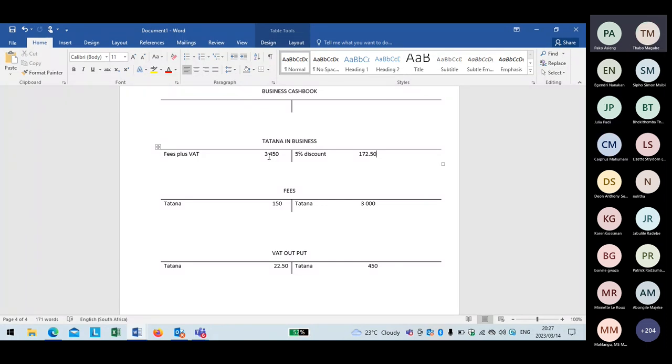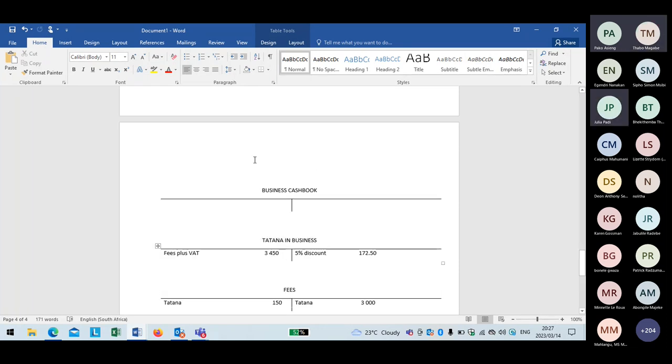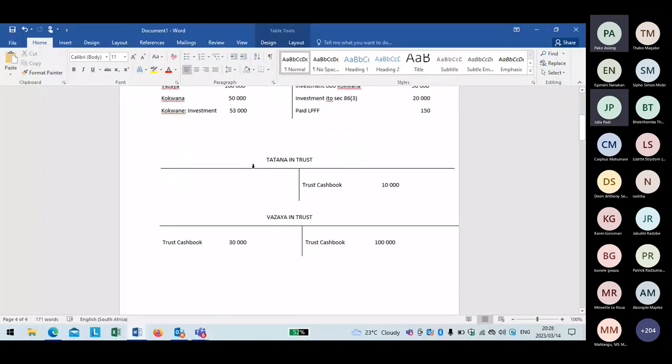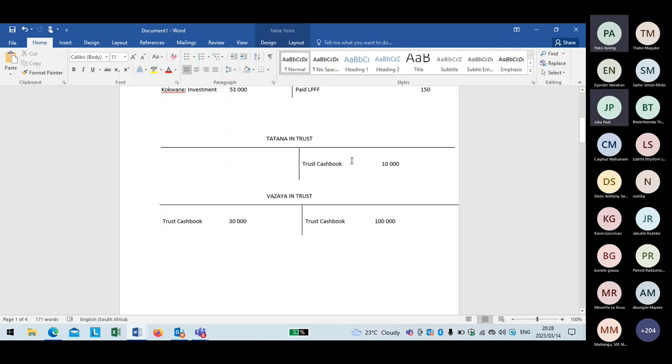But you do not end there. You note it, and then you do number two. Number two is you check if there are sufficient funds in the trust account to cover what is due to you. And how do you do this? You go to the specific client's account in trust. Who's our client here? Tatana. Does our client have funds in trust which are sufficient to cover what is due to us? Yes, he does. So we can proceed with the transfer.